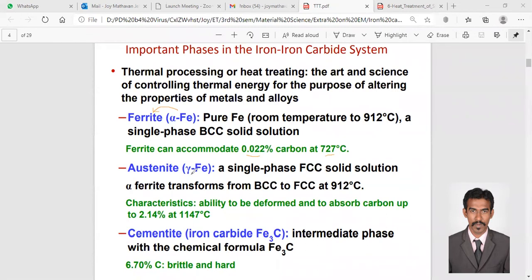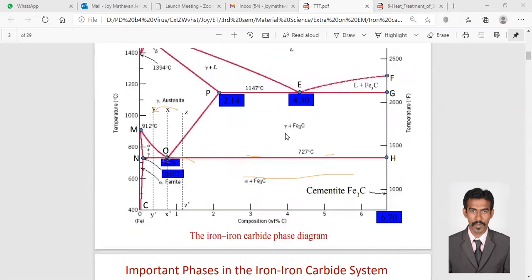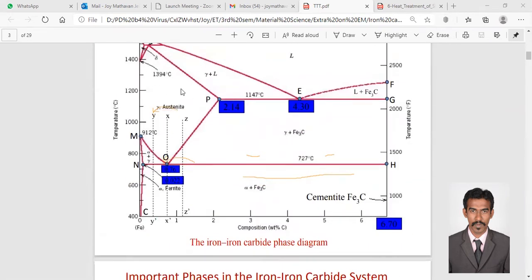Then austenite. Austenite is gamma Fe. All right. Gamma Fe, a single phase FCC solid solution. Alpha ferrite transforms from BCC to FCC at 912. Right. So again, here a single phase FCC solid solution. So austenite, I show you this region, right? This region.